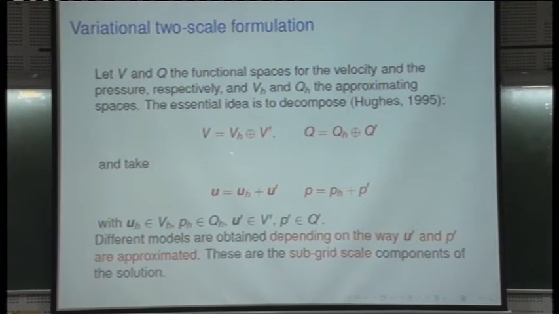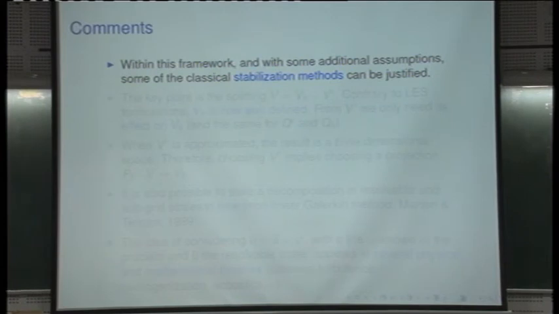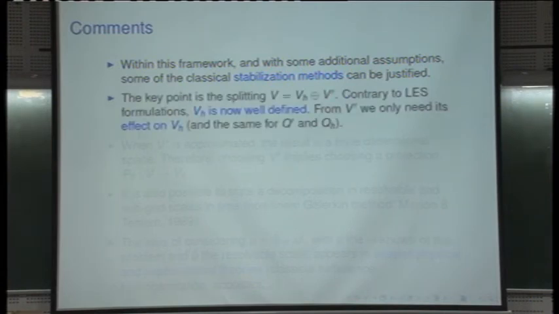In the literature, you can find also sometimes three-scale splittings, but those are very unusual. So, within this framework, and with some additional assumptions, as we have seen previously, some classical stabilization methods can be justified. For example, it's very similar to GLS or very similar to SUPG. Okay. Another comment is that the key point is the splitting of the velocity, which is split into the finite element part and the rest. And contrary to LES formulations, now the finite element space is well defined. So the filtering is not required if we accept that decomposition.